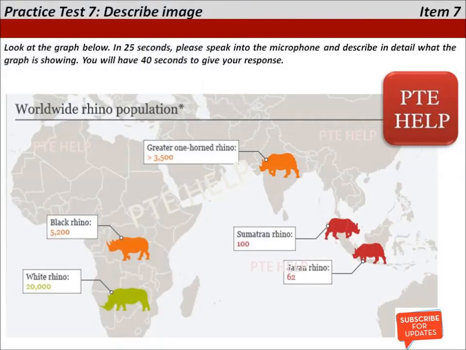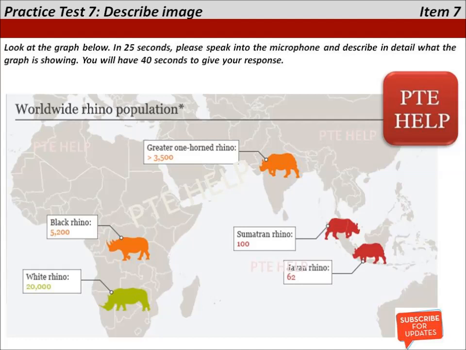Sample Answer 7. This map shows the worldwide rhino population distribution. There are a total of 5 species of rhinos in the world. The most salient feature of the map is that the population of white rhino is maximum in the world, accounting for around 20,000, which are found in South Africa.